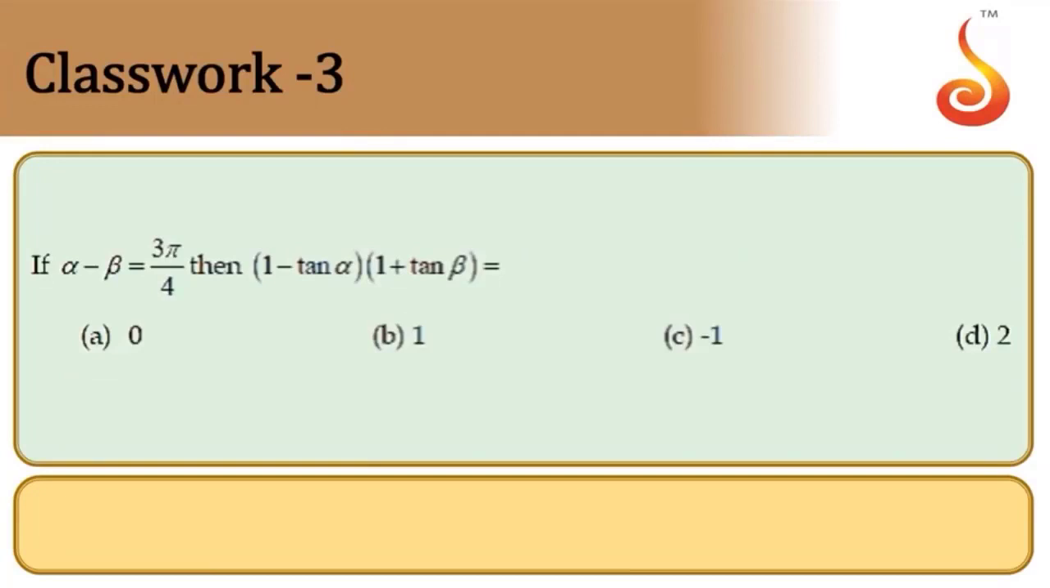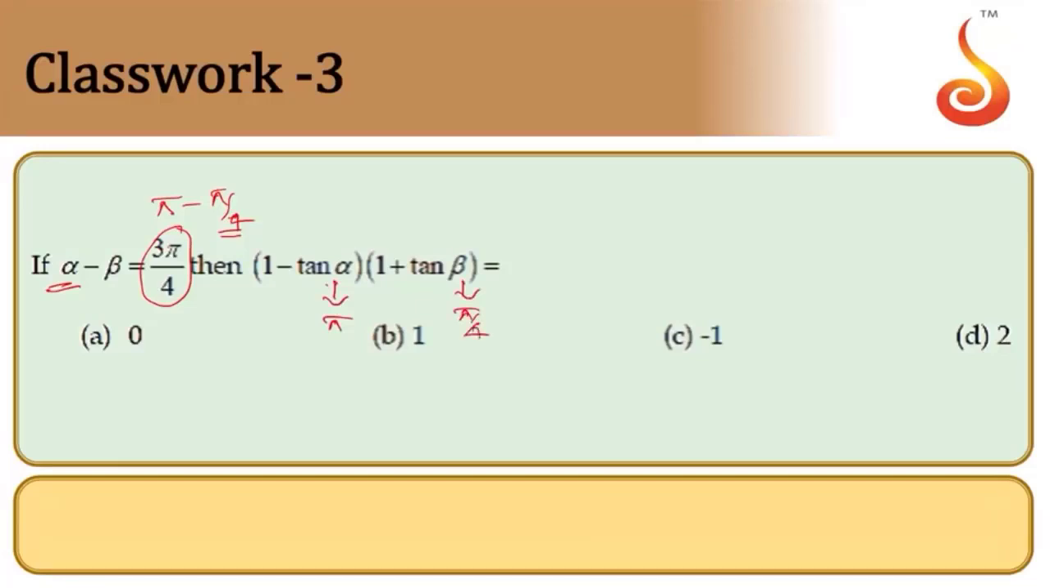Alpha minus beta is equal to 3 pi by 4, then (1 minus tan alpha) into (1 plus tan beta) is equal to how much? Conveniently, to work out this sum, I would take this 3 pi by 4 as pi minus pi by 4, so that alpha is equal to pi and beta is equal to pi by 4. Alpha I replace by pi and beta I replace by pi by 4.